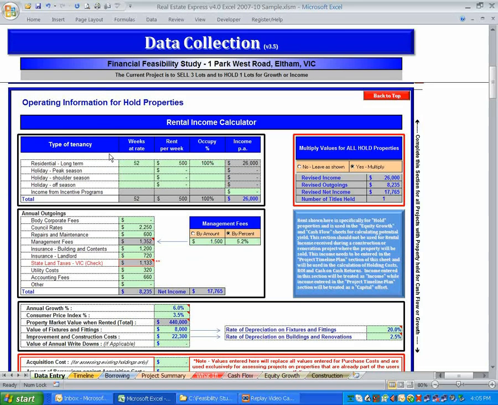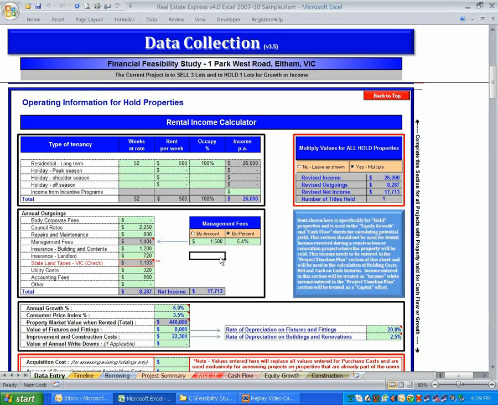In the first part of this section, we've got provision to input the amount of rent we receive on the property. In the columns provided, all we need to do is enter the number of weeks that we expect in a year that the property will be rented, the amount of rent we receive each week, and the percentage of occupancy for this particular property. Similar to the previous section, these titles or these headings can be changed to whatever we want.